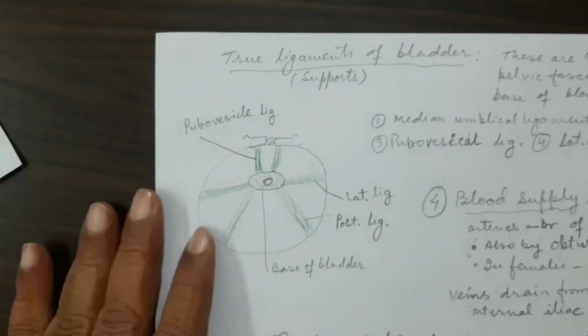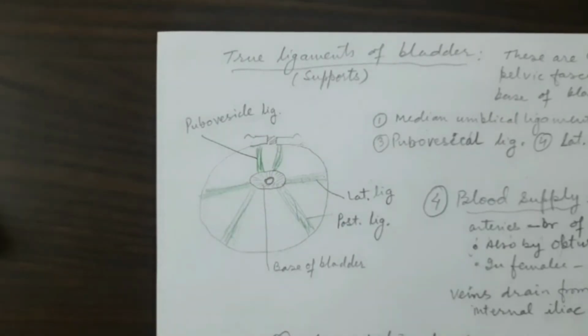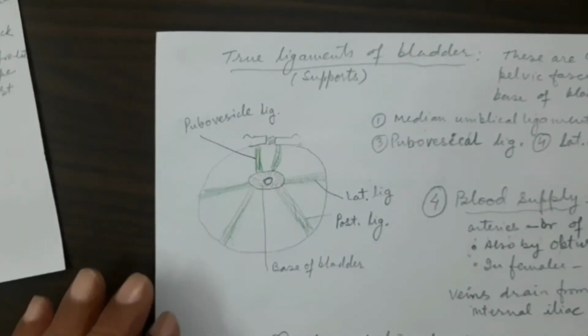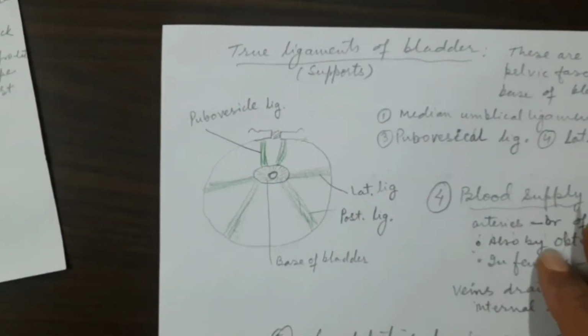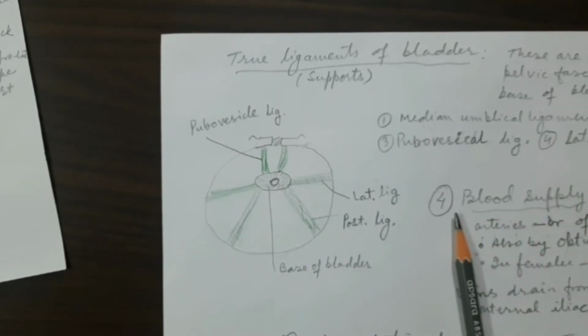Let us come to the blood supply of the bladder. When we see the blood supply of the bladder, we'll see that it is supplied by 2 arteries. Which are those 2 arteries? Superior and inferior vesical artery. In one of the videos I told you the branches of the internal iliac artery, its anterior division and posterior division. So the superior and inferior vesical arteries are branches of the anterior division of the internal iliac. They are the major source of blood to the urinary bladder.